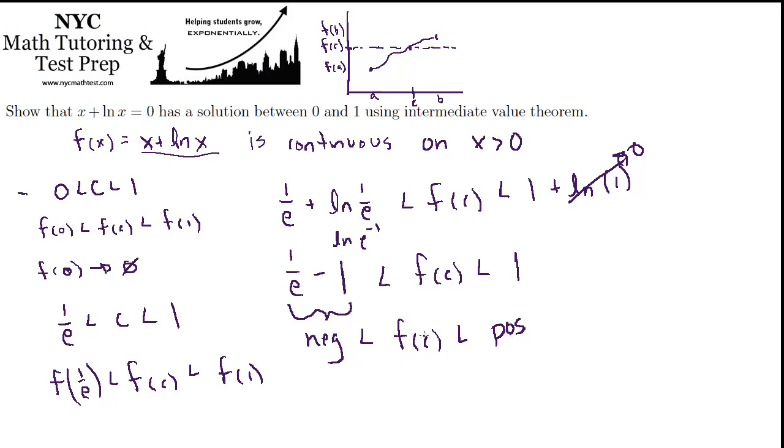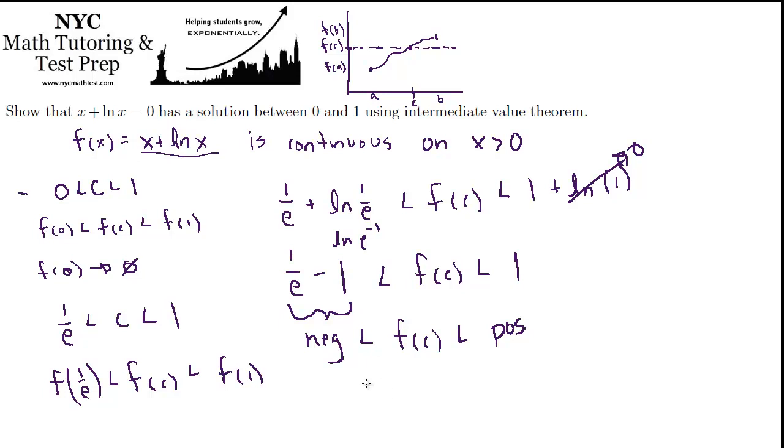So there must be a value of c that will make this equation true, for which c is between 1 over e and 1. And if c is between 1 over e and 1, can't we also say that c is most certainly between 0 and 1? Absolutely, because all the values between 1 over e and 1 are certainly between 0 and 1, because this is more restrictive than that. So that's the proof.